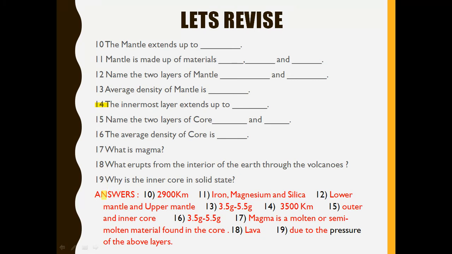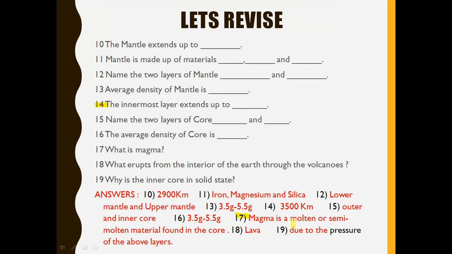Now, what is magma? This is an important question because sometimes you are asked about this. Magma is the molten or semi-molten material found in the core. Question number 18. What erupts from the interior of the earth through the volcano? That is lava. Why is the inner core in a solid state? That is due to the pressure of the above layers.